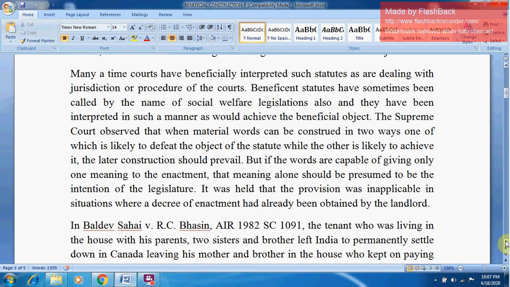The Supreme Court observed that when material words can be construed in two ways, one of which is likely to defeat the object of the statute, while the other is likely to achieve it, the latter construction should prevail. If the words are capable of giving only one meaning to the enactment, that meaning alone should be presumed to be the intention of the legislature. It was held that the provision was inapplicable in a situation where a decree of eviction had already been obtained by the landlord.